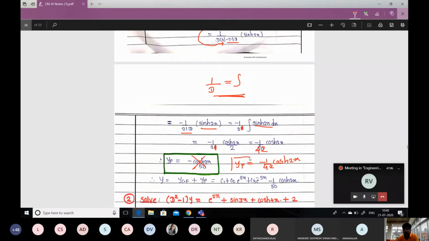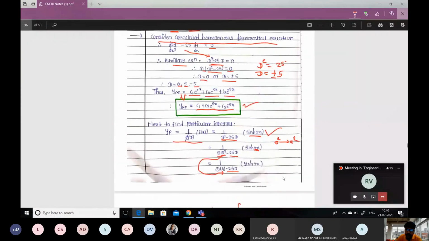That is the particular solution. And once you obtain the particular solution, as usual, you have to write yCF plus yP. So yCF is c1 plus c2 e to the power 5x plus c3 e to the power minus 5x, and this minus 1 upon 42 cos hyperbolic 2x. That is the complete solution. Now, do you understand this formula in case of hyperbolic sine and cos? It is the same as that of trigonometric function, but in this case only, we replace the D square term by a square instead of minus a square. Any doubt in this?